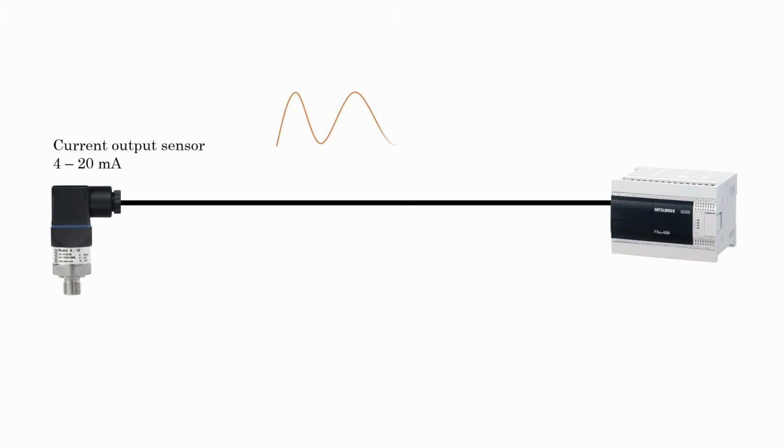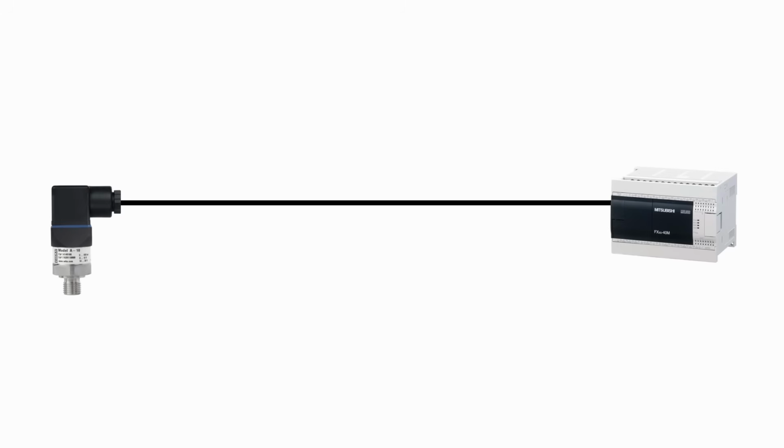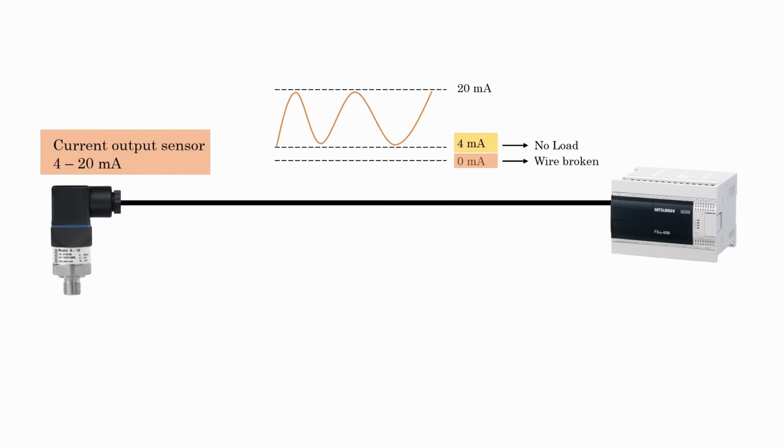Now, there is another big advantage of the current output. In a 4 to 20 milliampere loop, the signal never starts at 0. It starts at 4 milliampere, which represents the minimum, zero load condition. So if you ever see 0 milliampere, it usually means the wire is broken or the sensor has failed. That's a built-in safety check, something that you don't get with a 0 to 10 volt signal, because 0 volt could mean either no load or a broken wire, and you cannot be sure which one. That's why in critical or safety related applications, we prefer current output sensors.